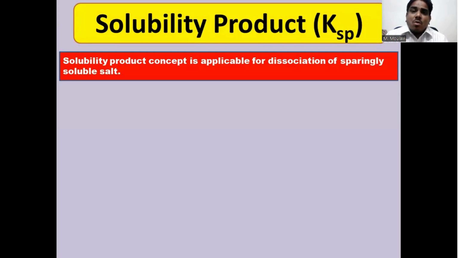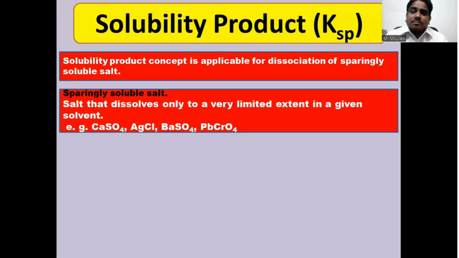So we will look at what is sparingly soluble salt. A salt that dissolves only to a very limited extent in a given solution at a given temperature is known as a sparingly soluble salt. Examples are calcium sulfate, silver chloride, barium sulfate, and lead chromate.